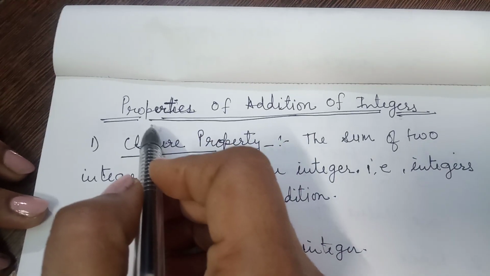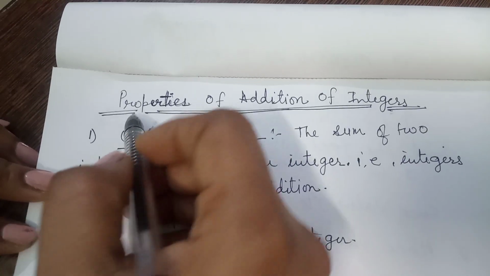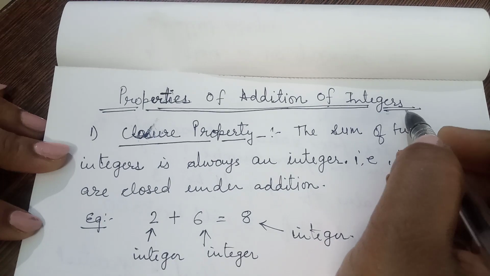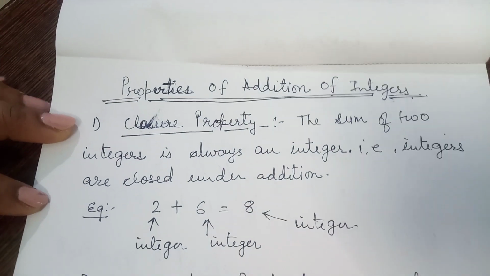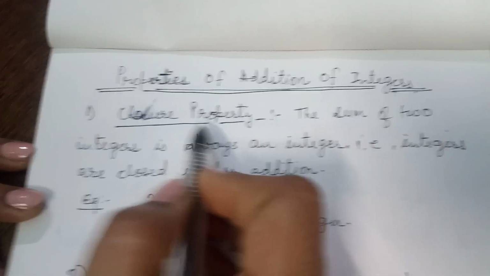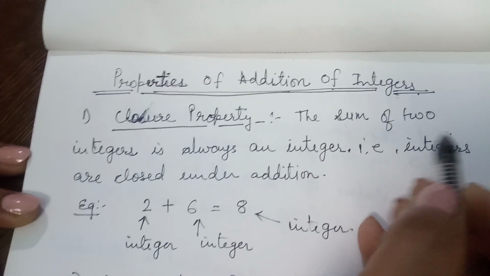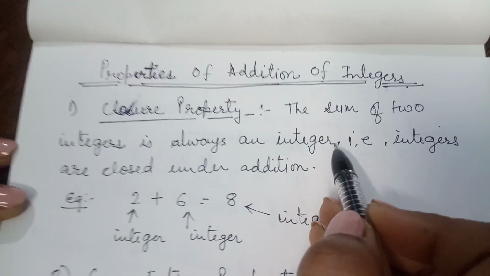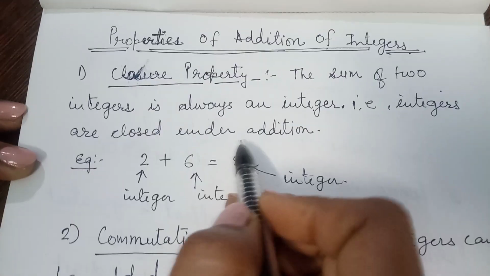Now, students, there are some properties of addition of integers. You have to learn all these properties. I will explain them to you. First, closure property. The sum of two integers is always an integer. That is, integers are closed under addition.